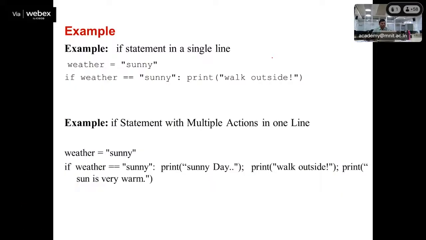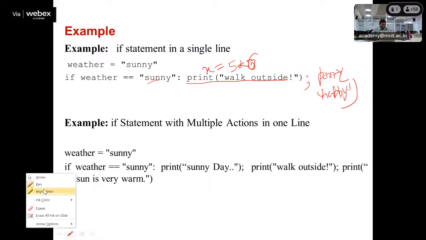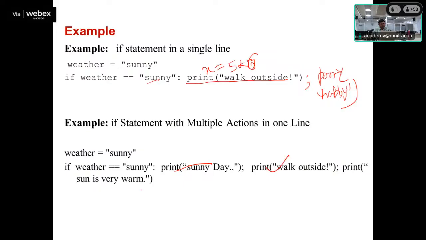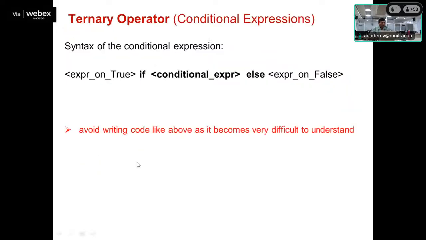The same example as a one line statement. If weather is equal to sunny, here we can also write print, walk outside. I can write x equal to 5 into 6, or we can also write print with a semicolon, print. If we want multiple actions to happen in a single line under a single if condition, we can write if weather is sunny, print sunny day, print walk outside, print sun is very warm. That way we are able to do this.